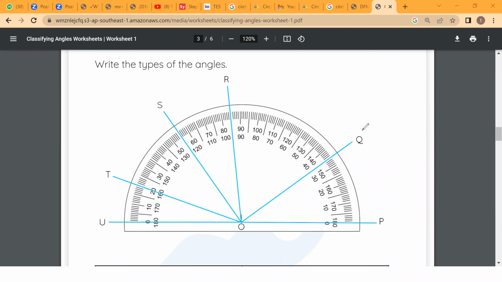So let's look at it. Tell me why you say obtuse. Someone said right angle. Who said right angle? Darnie. Interesting.